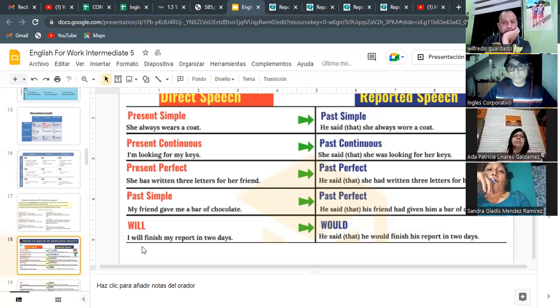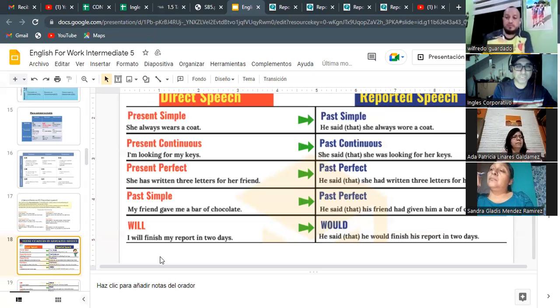And the one with will is going to go with would. For example, I will finish my report in 2 days. He said he would finish his report in 2 days. So in this chart, I guess it's a little bit more clear the way that we're going to change, okay? Any questions by now?